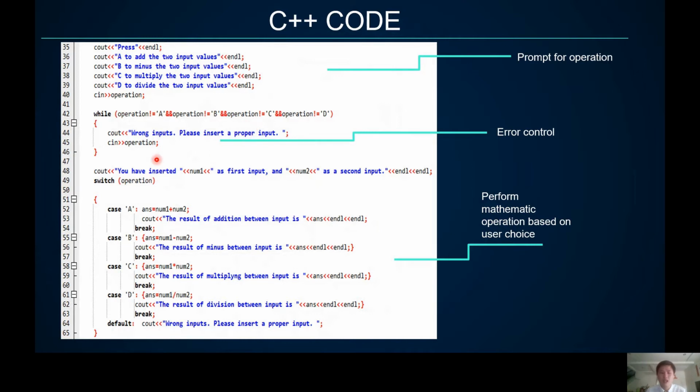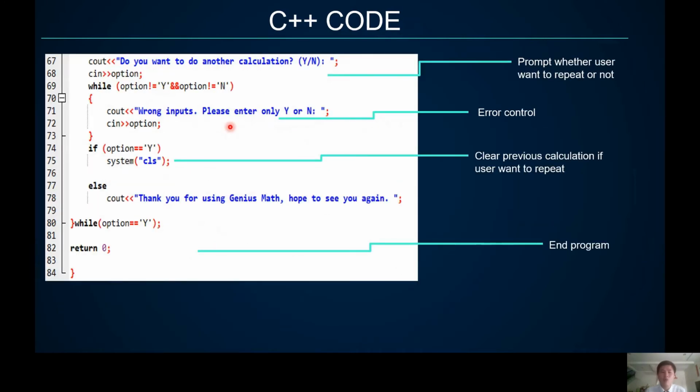After the operation is obtained, we display num1 and num2, and then we use a switch case to switch to the mathematical operation that the user wants to perform. After the answer is obtained, we display the answer. After that, we prompt whether the user wants to do another calculation or not, and they are only permitted to enter Y for yes and N for no. As mentioned just now, if they enter something beyond Y and N, an error message will come out again and ask them to re-enter their option.